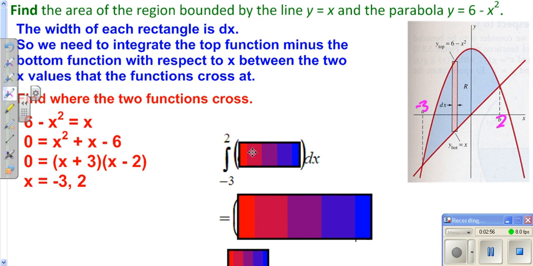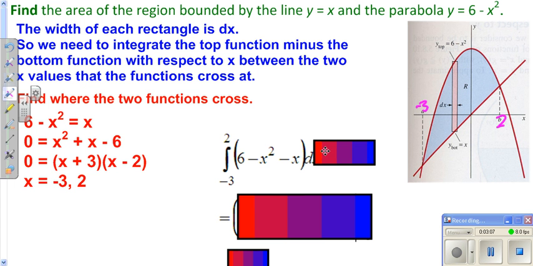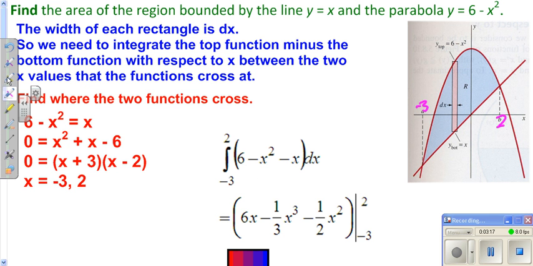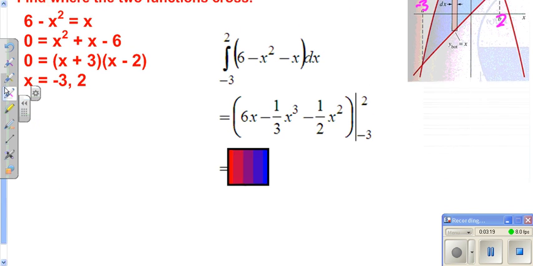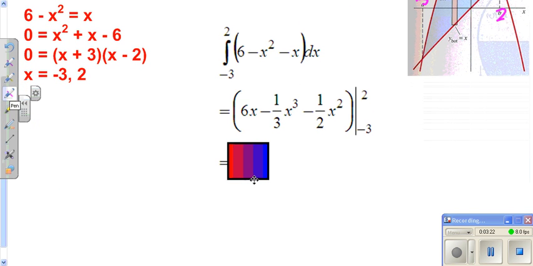So once again, you want to take the top function, which is our curved parabola, subtract the line underneath, and then all you have to do is integrate. You integrate your negative x squared, integrate your negative x, integrate your 6. And then all you want to do is plug in 2 for all your x's, subtract what you get when you plug in negative 3, and you get 125 over 6.